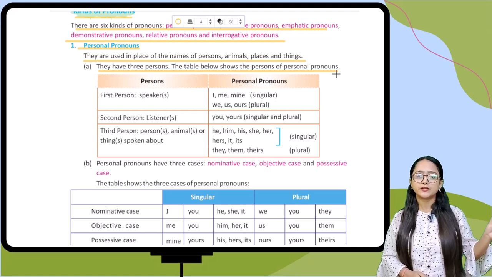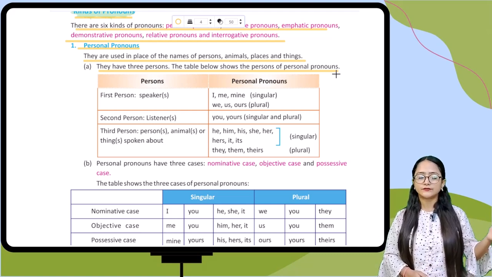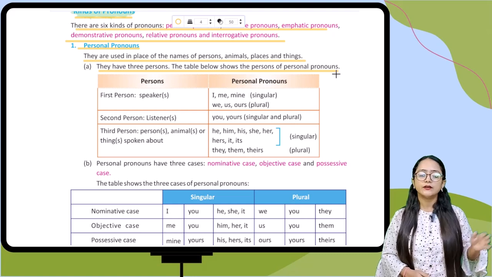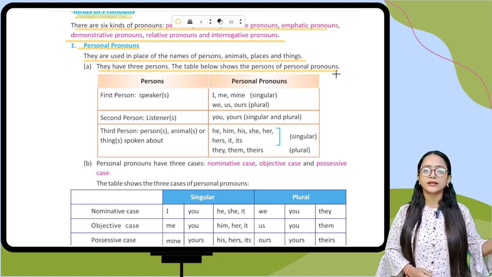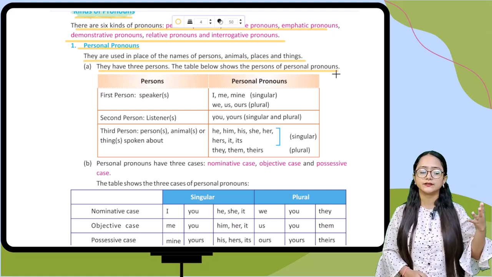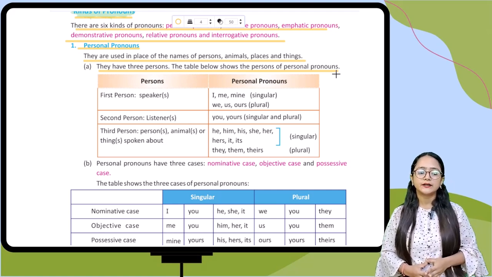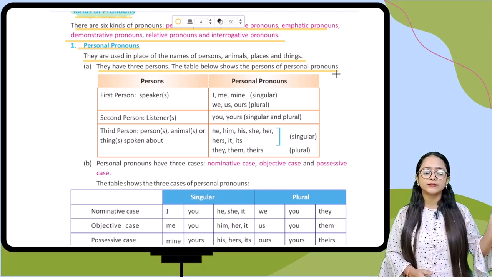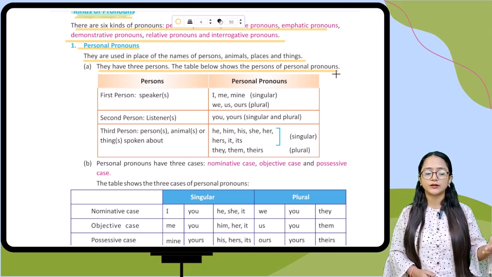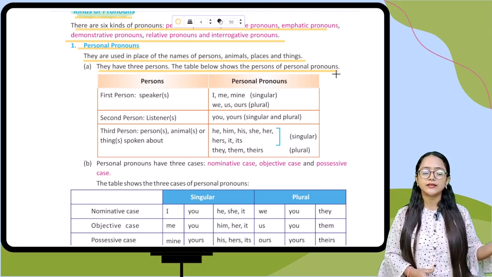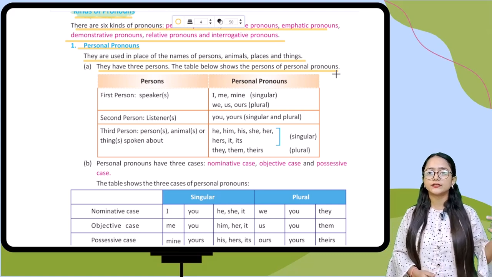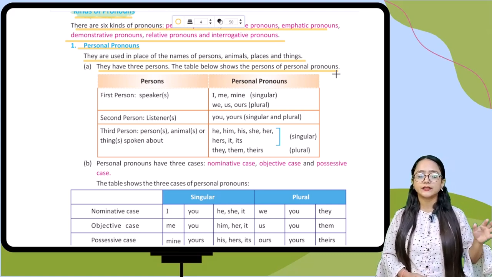First person, the speaker. The personal pronouns you have to use are I, me, mine in the singular, and we, us, ours in the plural. Next, second person is the listener. In the personal pronoun you use you, yours, both in the singular and plural form. Next, third person, the person, animal or thing which is spoken about. Here you have to use he, him, his, she, her, hers, it, its in the singular form, and they, them, theirs in the plural form.